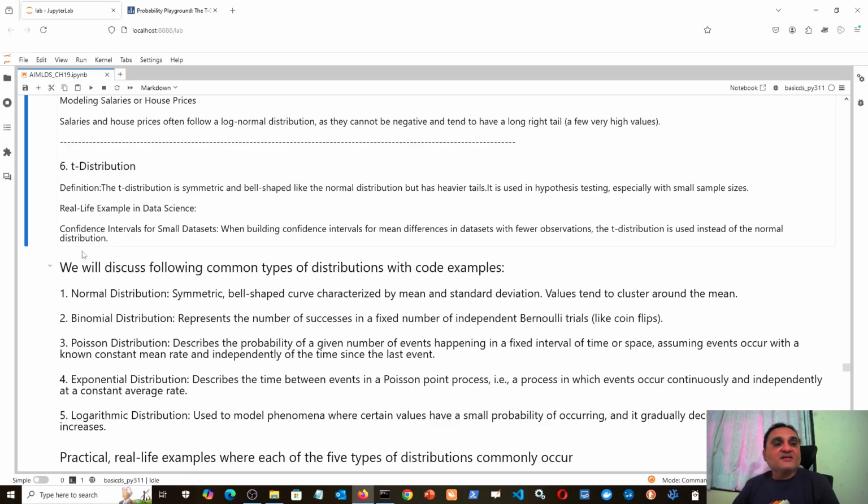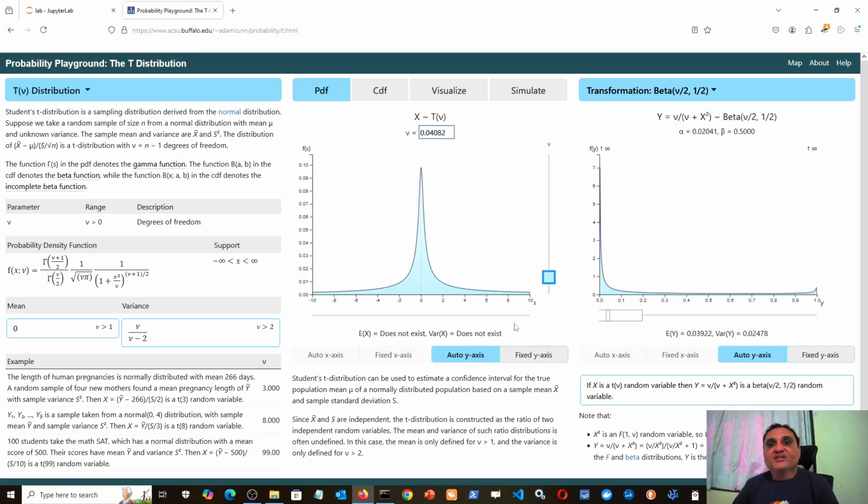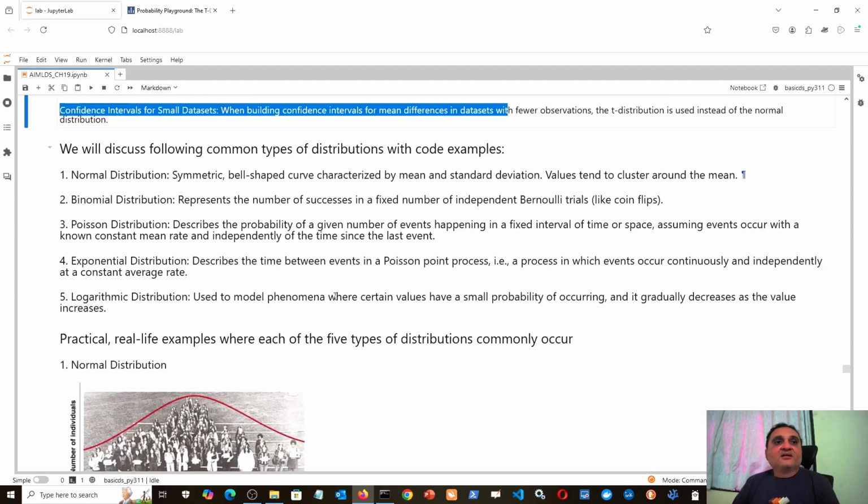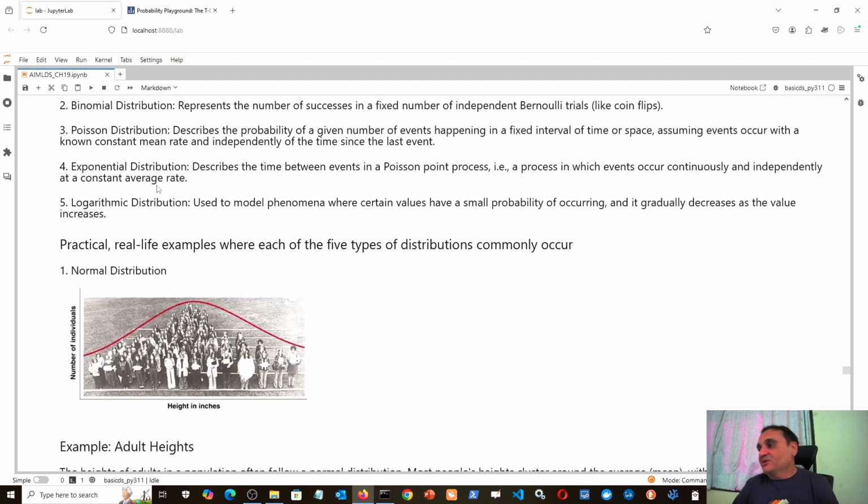And one more thing is that while building a confidence interval for mean differences in a data set with fewer observations, the t distribution should be used rather than the normal distribution. This is important because sometimes, very rarely, you will be given a data set which has only a few observations, and at that time, rather than trying to force a bell curve or normal distribution, you can use the t-test for hypothesis testing, and use the t distribution to test your hypothesis. So this kind of distribution is more helpful when the data set is very small or you have fewer data points.